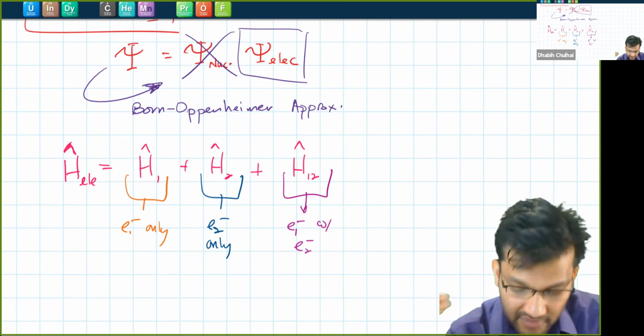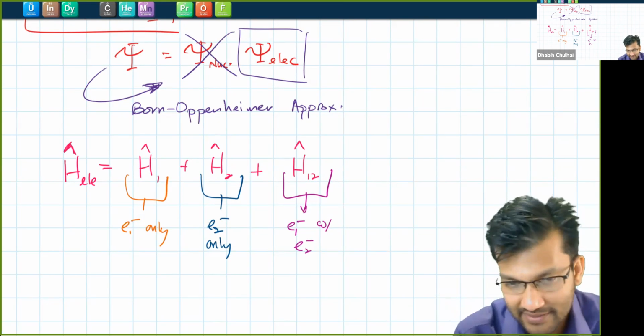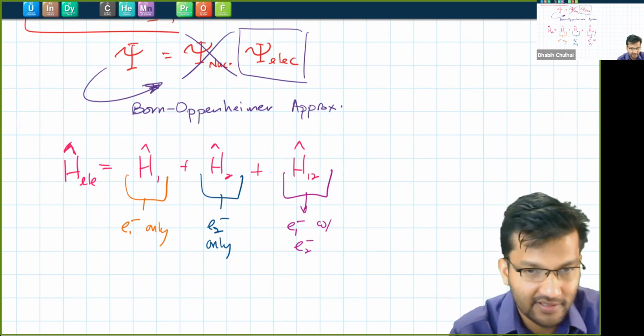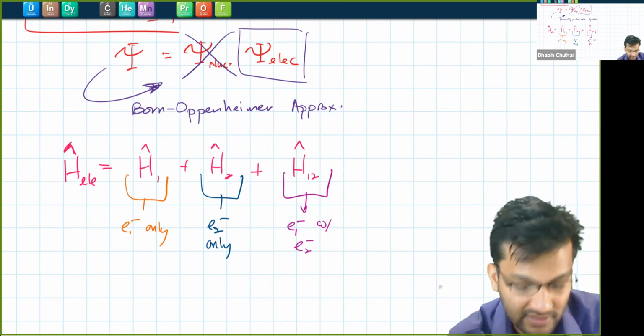All right, so we have our Hamiltonian. We simplified it using the Born-Oppenheimer approximation. All that did was take out the nuclear kinetic energy. That's all it did, because the kinetic energy of the nucleus would be so small that we don't need to worry about it.